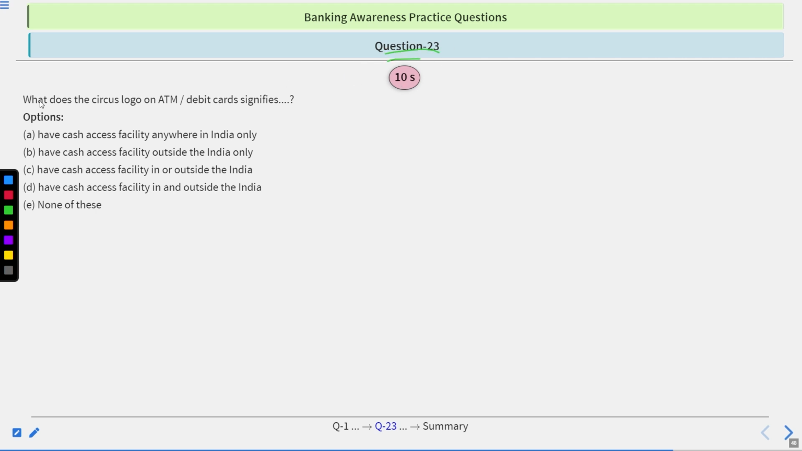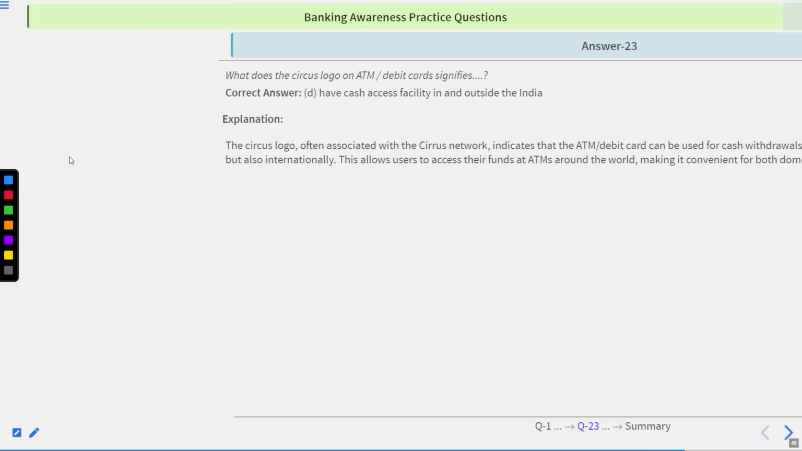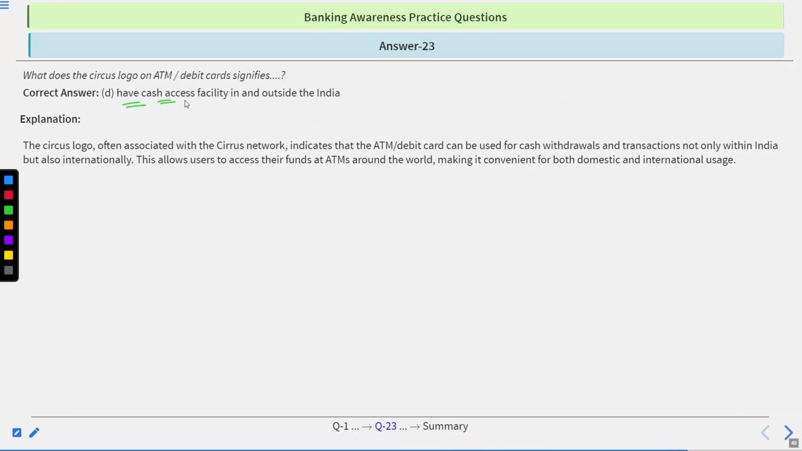Question number 23. What is the significance of the Cirrus logo on an ATM debit card? To answer this, you will have 10 seconds, then I will give you the answer. Time starts now. Time's up. Correct answer is D. Have cash access facility in and outside India.